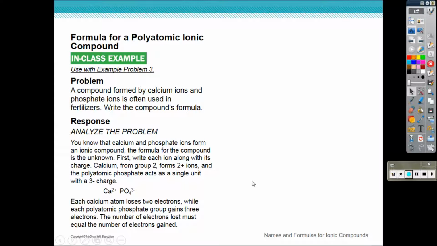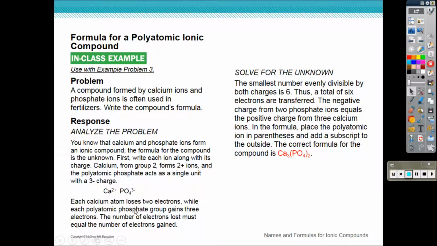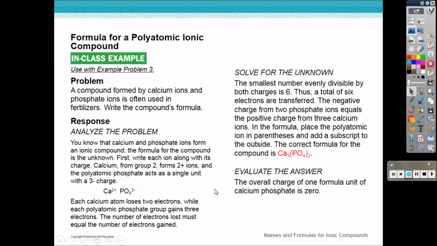Here's a question asking about calcium and phosphate. So calcium has a +2 charge. Phosphate is -3. It's PO4, which has a -3 charge. So we can use the crisscross method. You're going to bring that +2 down to the outside of phosphate. Bring that 3 down to the outside of calcium. So Ca3(PO4)2. And you also do want to check to see if you can reduce, and a 3 and a 2 does not reduce. And you can check your charges as well.